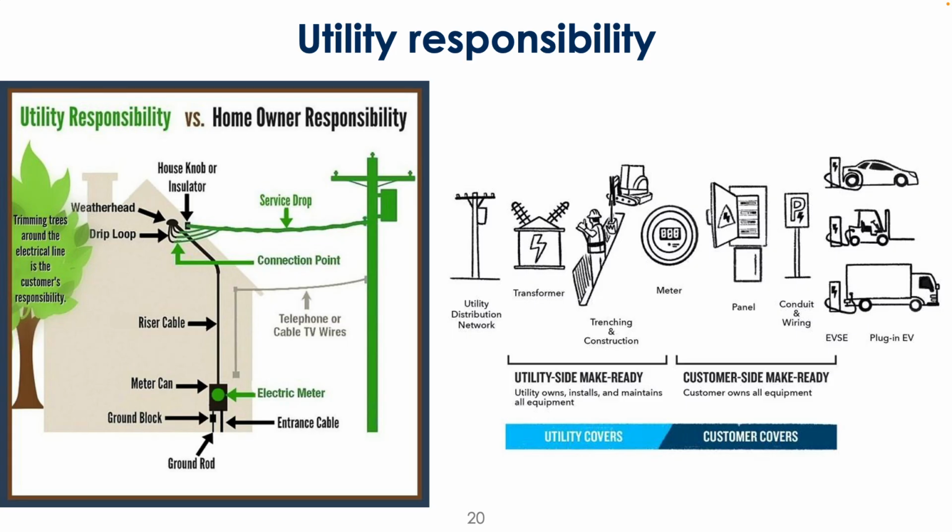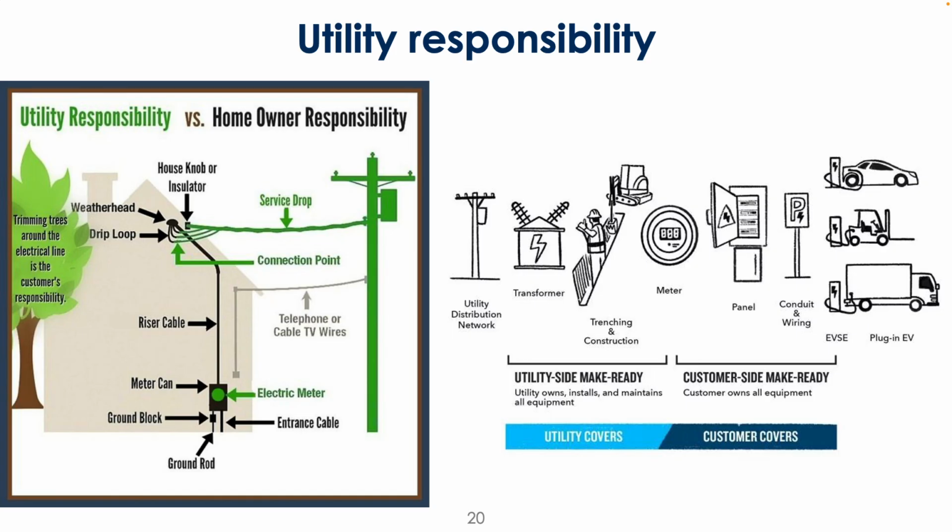It's very much similar to this for non-residential. And so we usually talk about a term as upstream of the meter and downstream of the meter, just to make that dividing line between things that the utility is going to do and things that the customer ends up having to be responsible for.